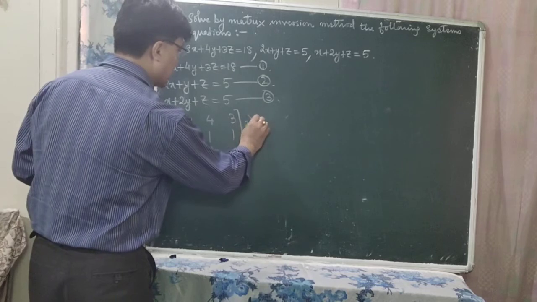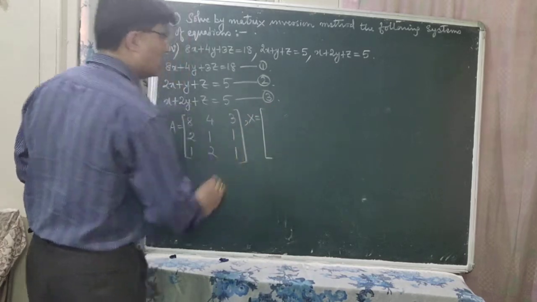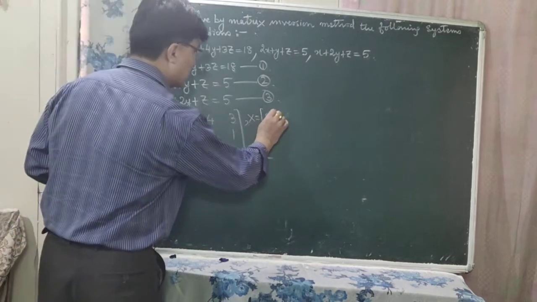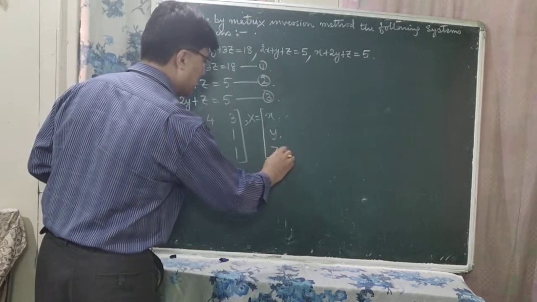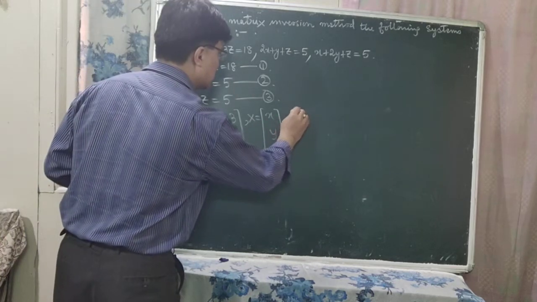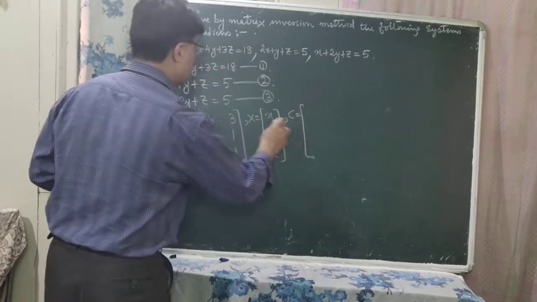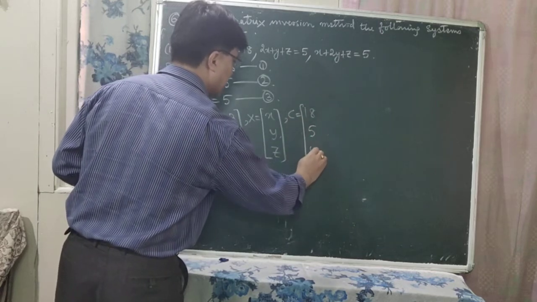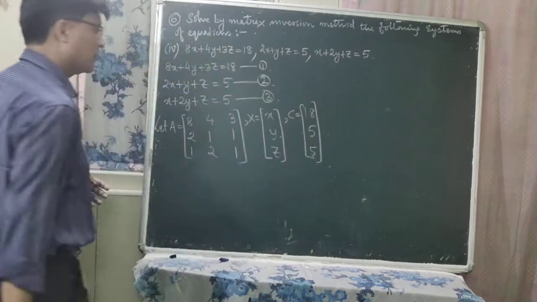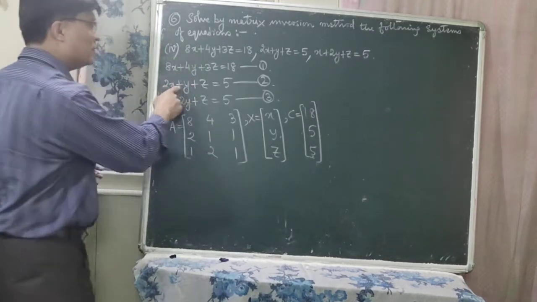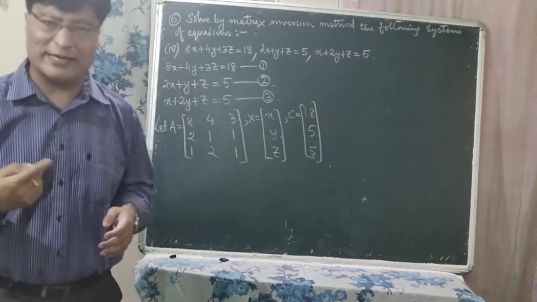Next, capital X, which is the matrix of unknown quantities. This is the unknown matrix; you should write it as a column matrix x, y, z. And the constant matrix C is 18, 5 and 5. Is that clear to all of you? So you can convert the given system of equations to matrix form.